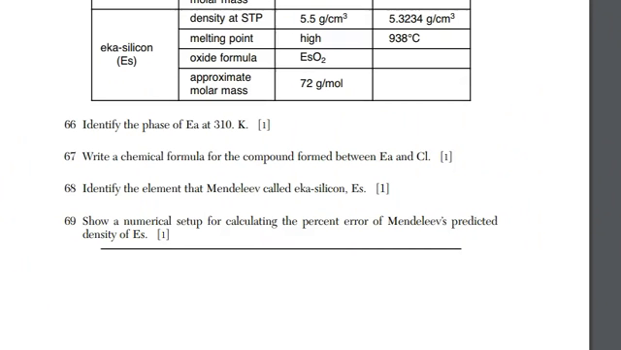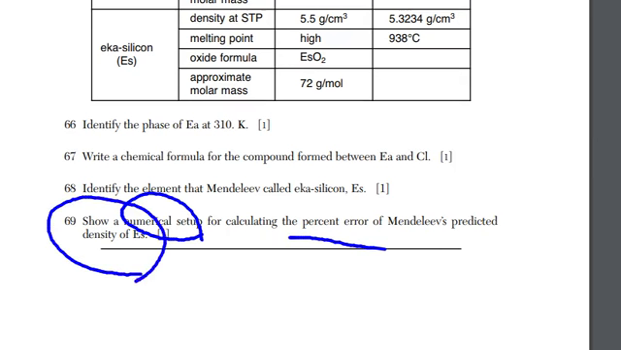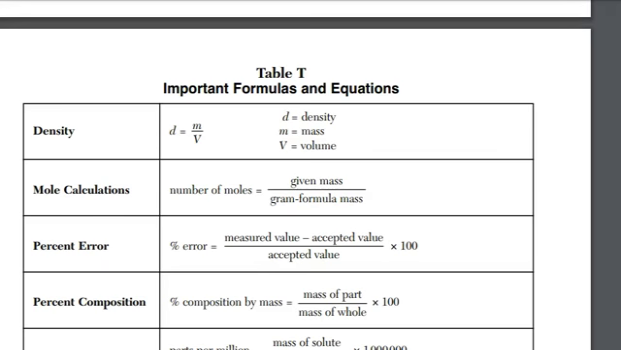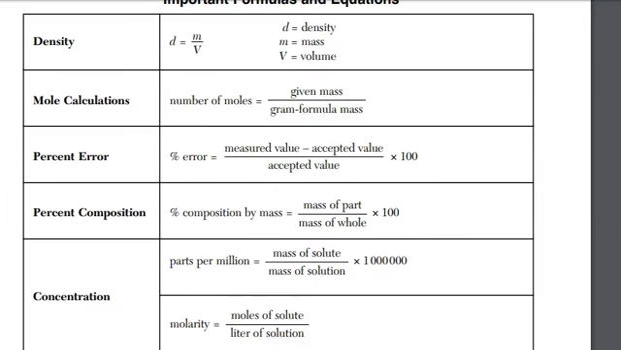All right, for question 69, you're asked to show a numerical setup. That means you're plugging the numbers into the equation, but you don't have to calculate the answer, for calculating percent error of Mendeleev's predicted density of Es. So we need the measured value and the actual value plugged into the equation. The equation we're looking for, percent error, is on reference table T. So we're going to rewrite that back at the question, plug in the numbers, and we're done.